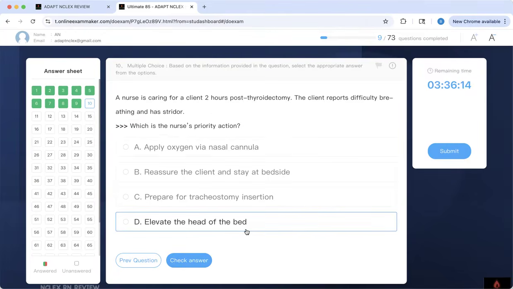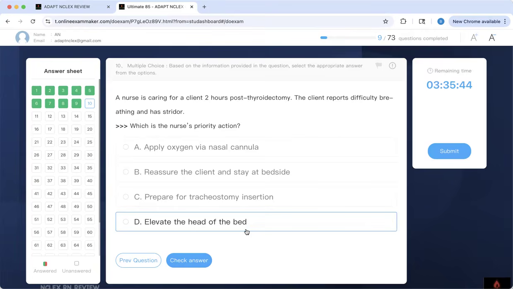This is caring for a client 2 hours post-thyroidectomy. The client reports difficulty breathing and a stridor. What is the next priority action? Apply oxygen via nasal cannula, reassure the client and stay at bedside, prepare for tracheostomy insertion, elevate the head of the bed. What do you think? This is a prioritization question. We are on physiological adaptation. All these questions are physiological adaptation now.